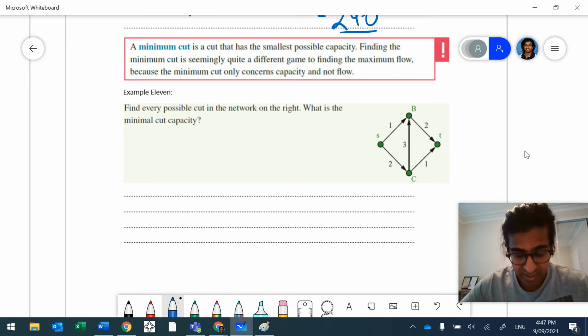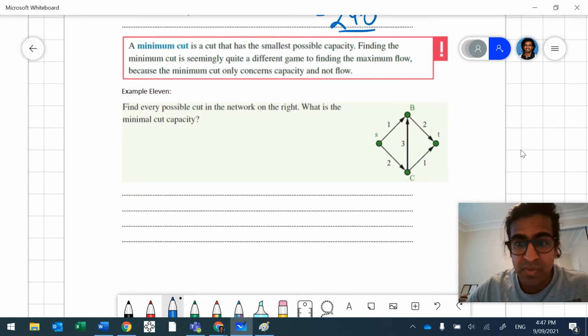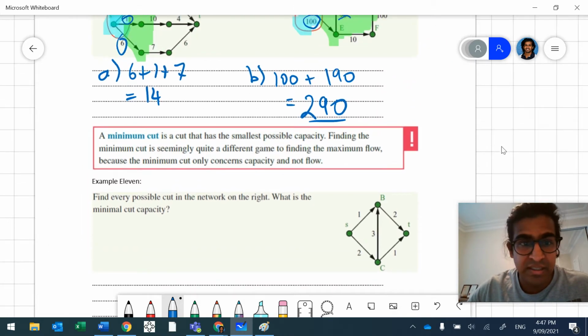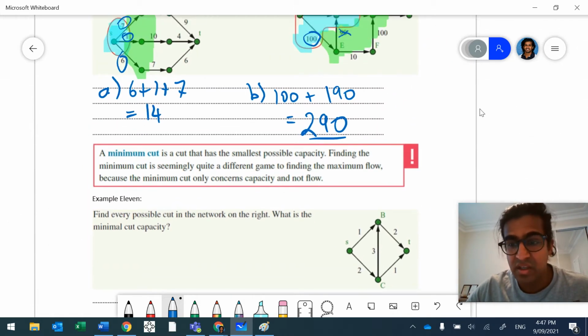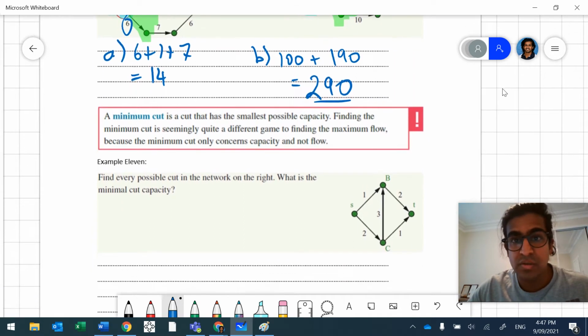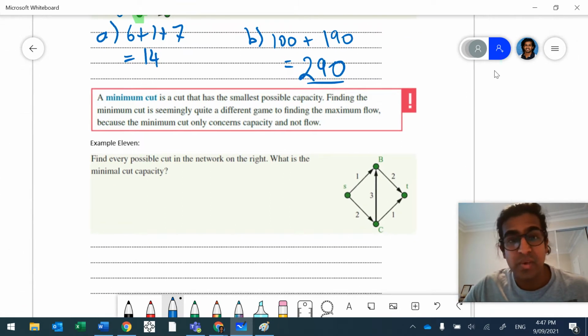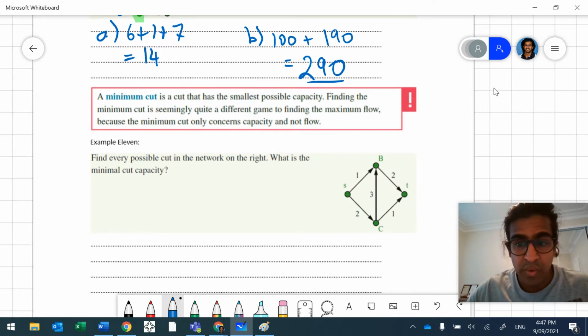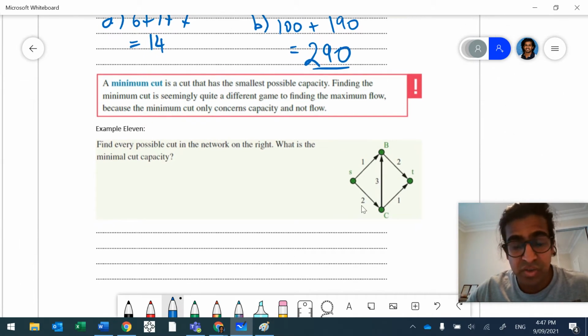Okay, so welcome to the second part of the Max Flow Min Cut series of videos. So we're looking now at the minimum cut. We learned in the last part what a cut is and what to do to make sure we find its cut capacity. So what we're going to do here is try and find every possible cut in this network and figure out which one the minimum cut is, which is the cut with the smallest capacity.